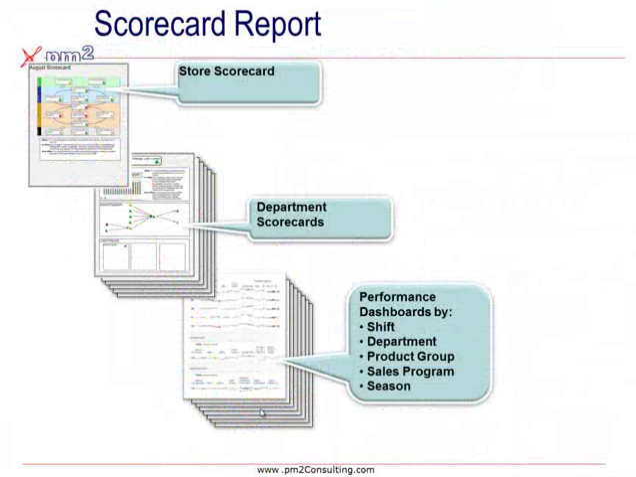How this might look in many organizations is a bit like this. We may end up with an overall scorecard at the region, corporate, store level, and within that, the next level down. So in the example of a store level scorecard, we might have departmental scorecards or impact diagrams, and that drills down to specific dashboards which are looking at tactical issues like shift, department, and so forth.